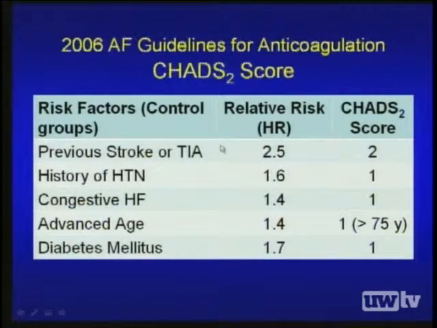Then they looked at what the hazard ratio, or the actual risk for events, was related to each of these factors and assigned them a score, which is now known as the CHADS-2 scoring system. So for patients with the highest risk of a prior stroke or TIA, 2 points were given to that risk factor, and 1 point was given to the other moderate risk factors.